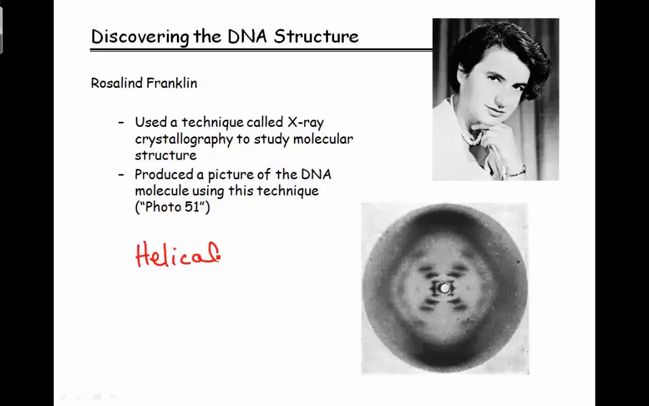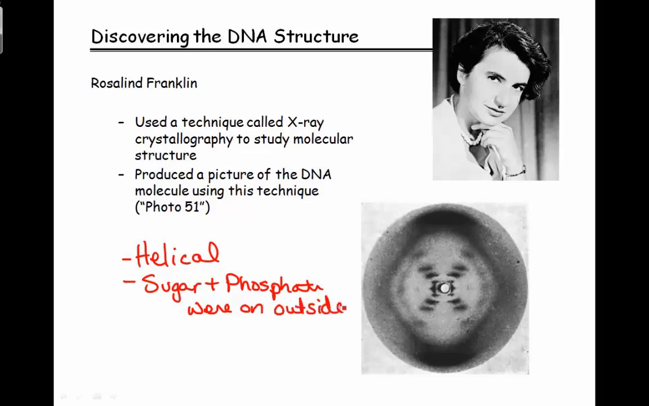Okay, so she said it is some kind of a helix structure, and it also told her that the sugars and phosphates are on the outside. So she knew that the sugars and the phosphates were on the outside of the molecule, and she knew that somehow there was a helix going on there. Other than that, she didn't really know what was going on yet.